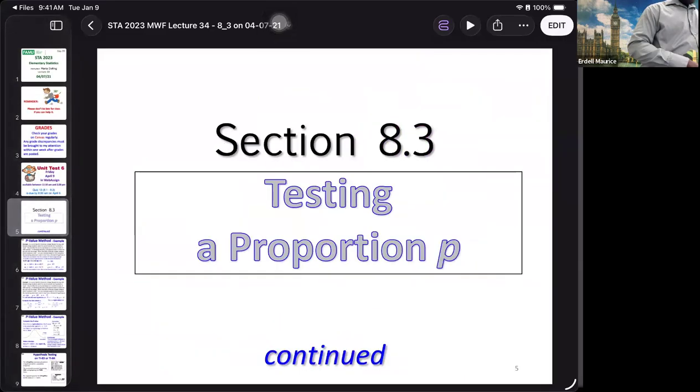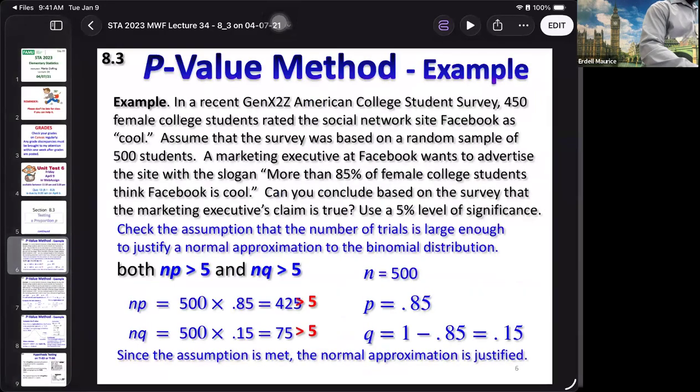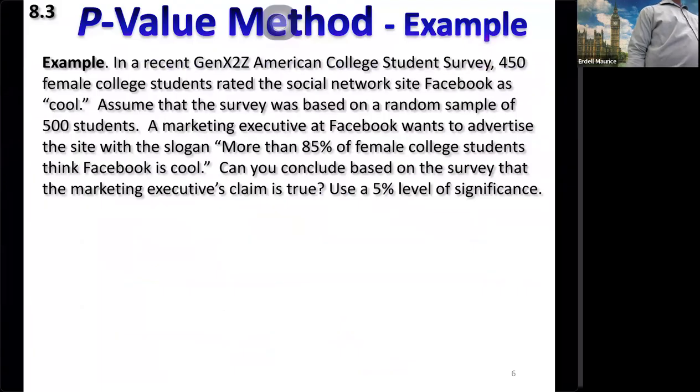All right. So continuing our testing for proportions. So of course, we're going to do a word problem. And like I have apologized several times, these word problems take forever. All right.